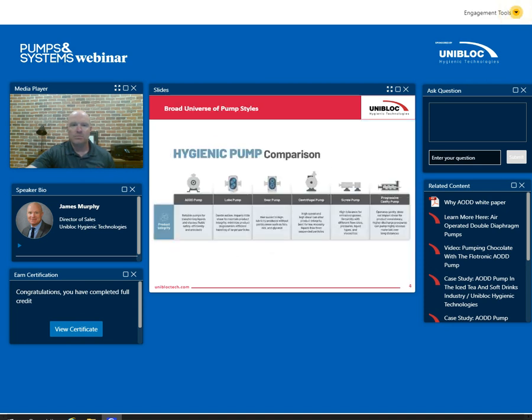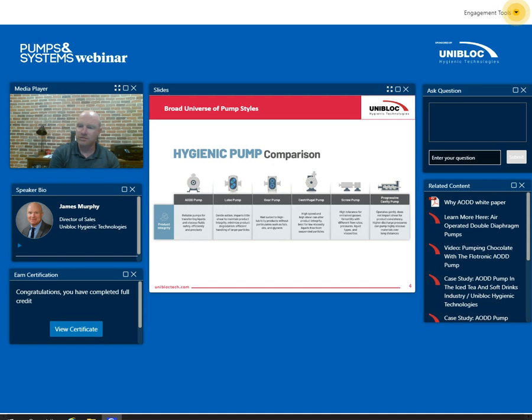All right, we're going to start with the universe of pumps, and where an AODD pump lines up in the scheme of all the different pump technologies out there. AODD pumps are what we're going to focus on today, but there are other technologies most of you are probably familiar with. Rotary lobe pumps are one: a positive displacement pump that utilizes two rotors. Next is a gear pump. As the name implies, it has two gears and almost looks like the internal workings of a watch. Again, another positive displacement style pump.